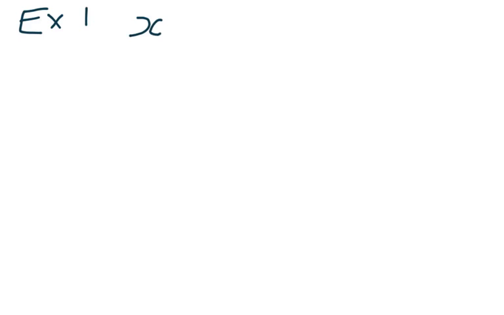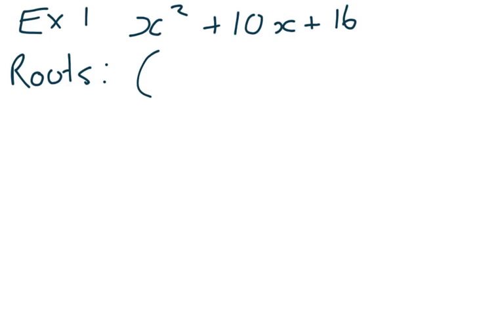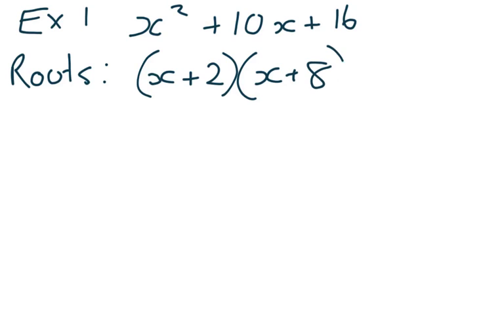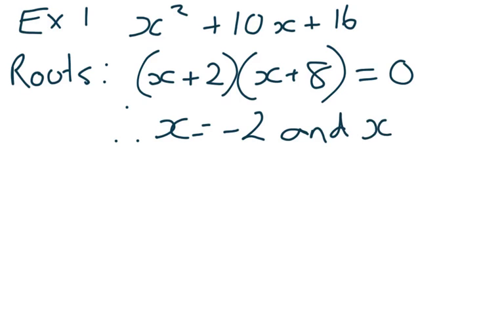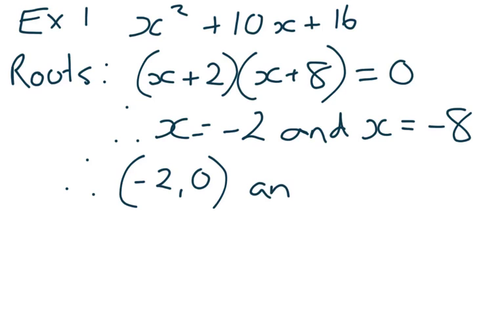So we've got x squared plus 10x plus 16. So we need the roots. Now to find the roots of the equation, we factorise it. So it's going to be x plus 2 and x plus 8 to get 16 and 10. So therefore, x has to be -2 and x equals -8. Therefore, the roots are -2, 0 and -8, 0. So we found our roots. That's one thing that can go onto the graph.